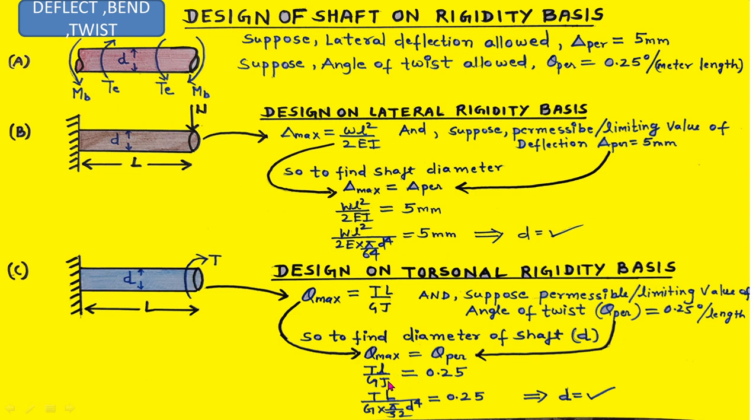J can be written as pi by 32 into d raised to power 4, and when you equate, everything will be known: L will be known, T will be known, G will be known, and this is 0.25 degree per meter length. The length here will be taken as 1 meter. So you can find the diameter of the shaft. This diameter obtained is on the basis of torsional rigidity. These are the things that you have to keep in mind while designing the shaft.